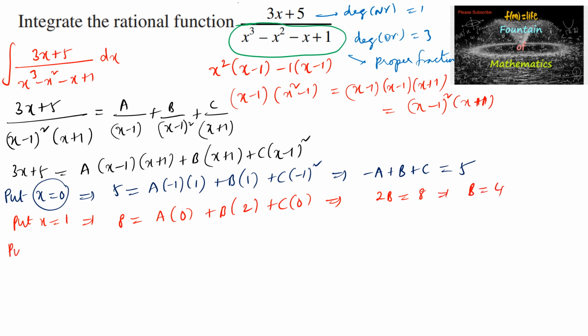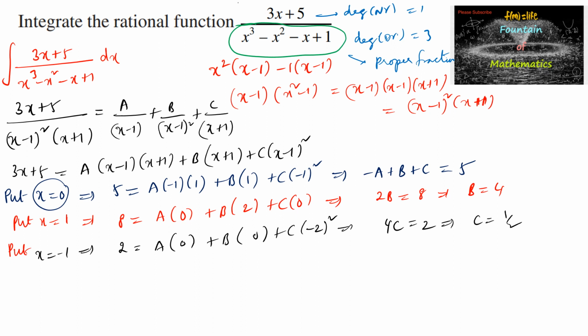And now put x = −1. So we get 3(−1) + 5, that is 2, equal to A times 0 plus B times 0 plus C(−2)², that is 4C = 2, that is C = 1/2.